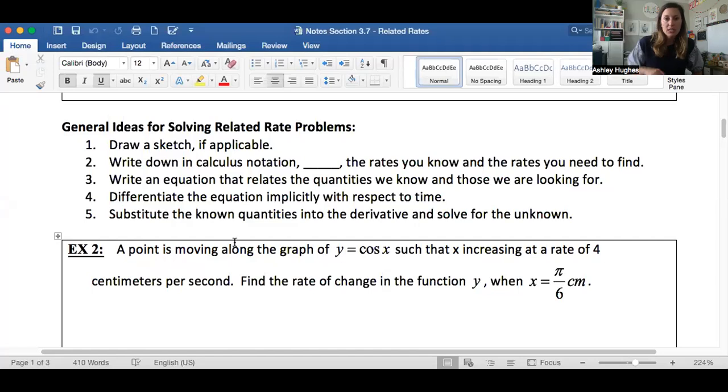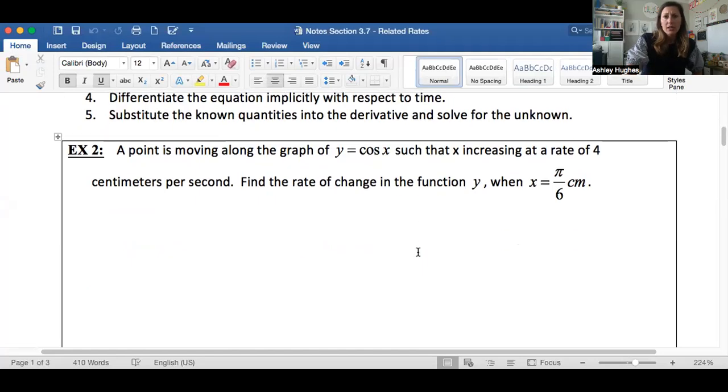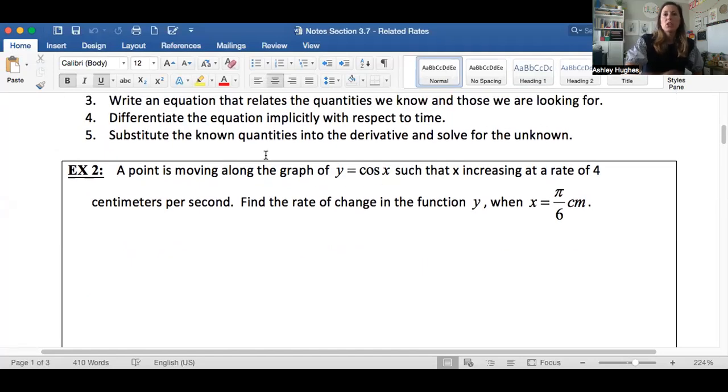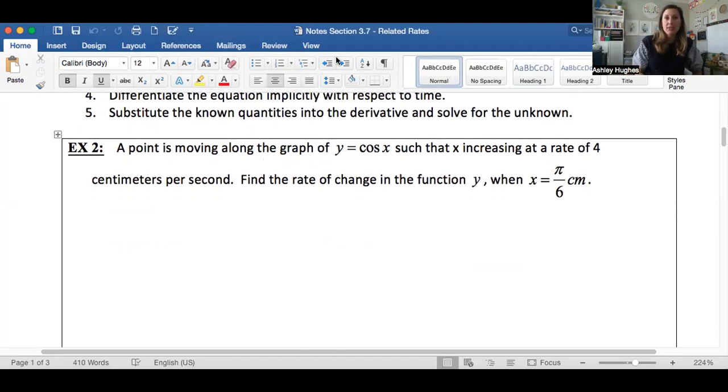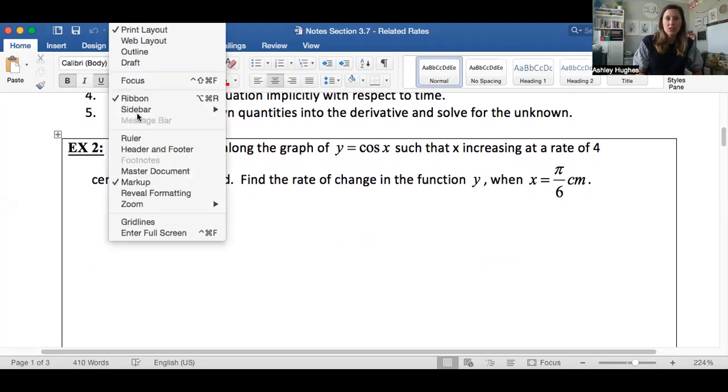So the first example we have is a little different. It says a point is moving along this graph. So this is slightly different. In the graph, it gives you the equation. So that's kind of nice, actually. I just gave you the equation.